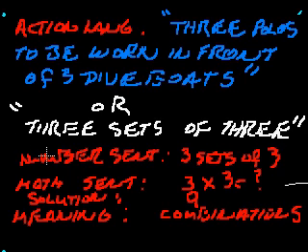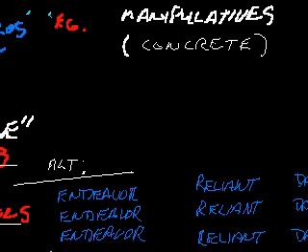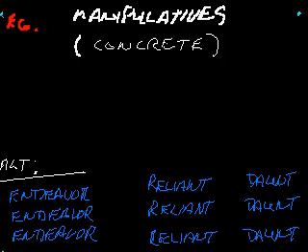Now our number sentence would look like three sets of three. The math sentence, if you will, in a textbook would look simply like 3 times 3. Our solution, well, we got it in our head, is 9, and our meaning is combinations of dive boats and polos. Let's move a little bit further along here and see what some of the ways of figuring this out might be.